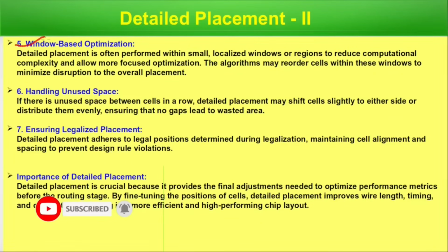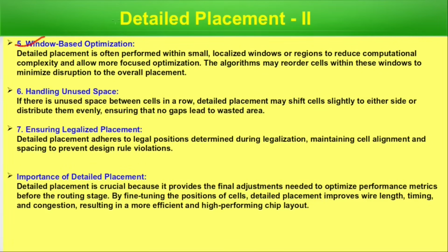Window-based optimization. Detail placement is often performed within small localized windows or regions to reduce computational complexity and allow more focused optimization. Its focus is on smaller windows, smaller localized zones. The algorithm may reorder cells within these windows to minimize disruption to overall placement. Overall placement remains the same, which is achieved during global placement. Detailed placement is more like fine-tuning for a localized area.